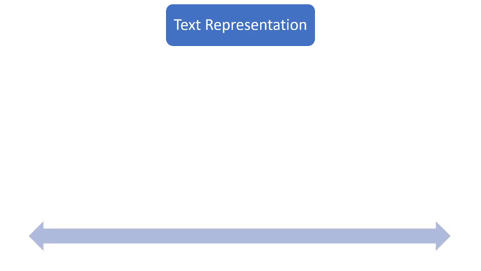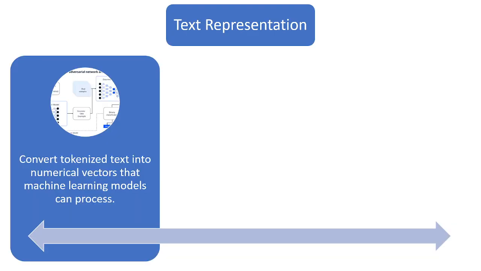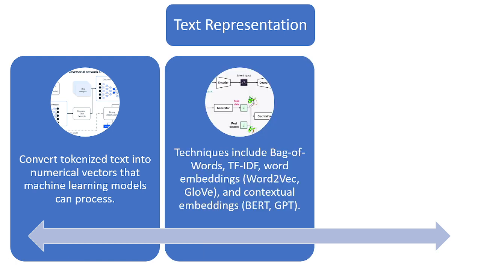Then we will do the text representation. Once the data has been tokenized, we will convert the tokenized text into a numerical vector. As you know, the computer can understand only binary or numerical data. The computer cannot understand natural language data, text data. So you have to convert that data into a numerical or vector form. This is the text representation, a vector form, so that machine learning models can process your data.